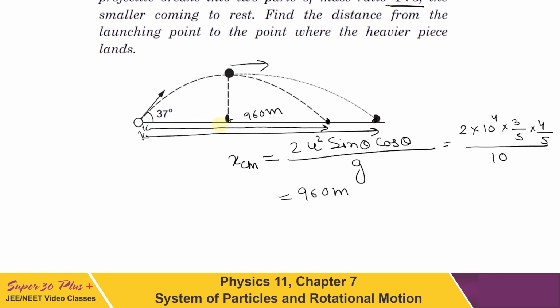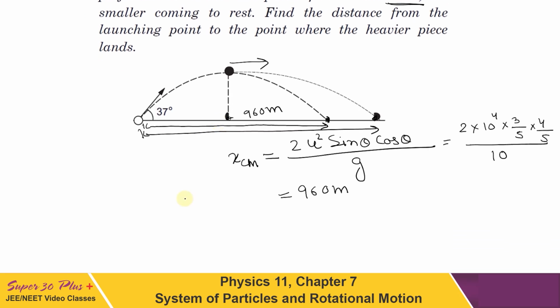So of course the heavier block has to hit the ground, so that we can write for center of mass, which is 960 meter, it should be equal to, the masses have ratio 1:3, so the lighter part will have mass m by 4, and we can write m by 4 into 480 plus 3m by 4 into x2.